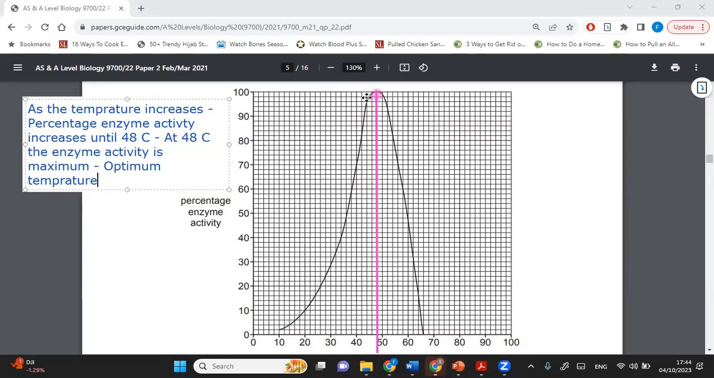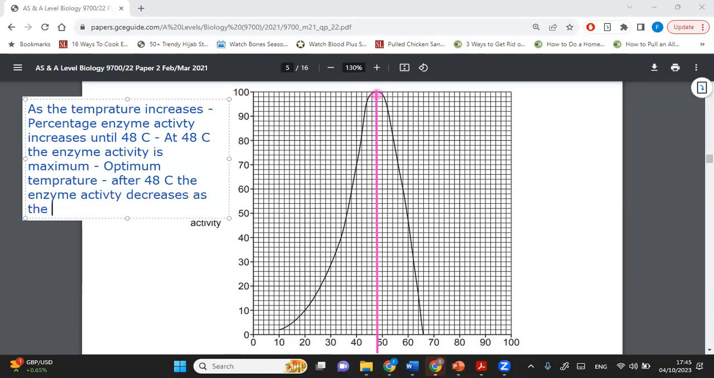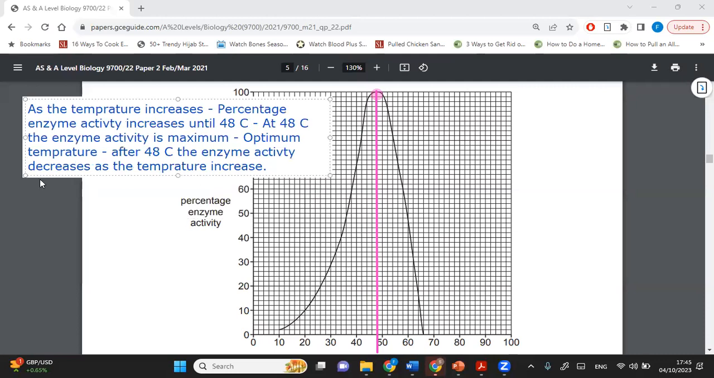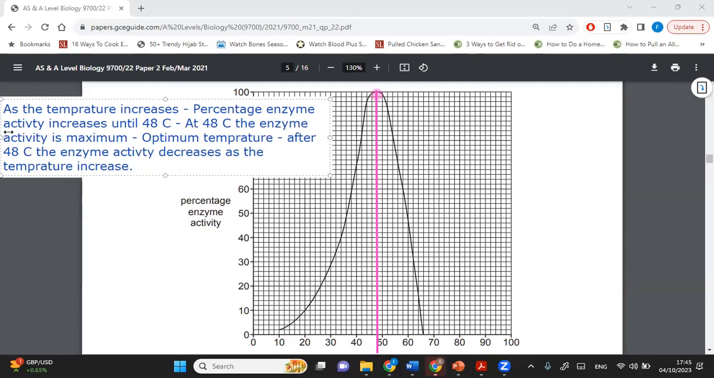So as we increase the temperature up to the optimum temperature, the enzyme activity increases. After 48 degrees centigrade, the enzyme activity decreases as the temperature increases. So that's the description. That's it. One not that small, one long line, but that's your description. After adding a small description of the graph, now you have to actually explain.